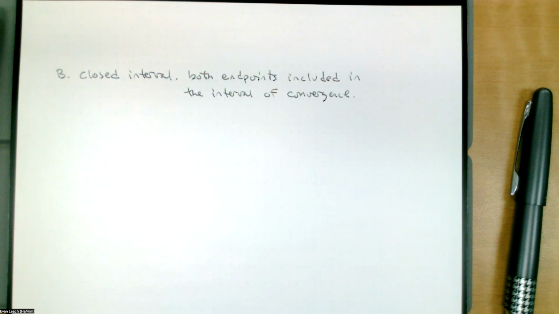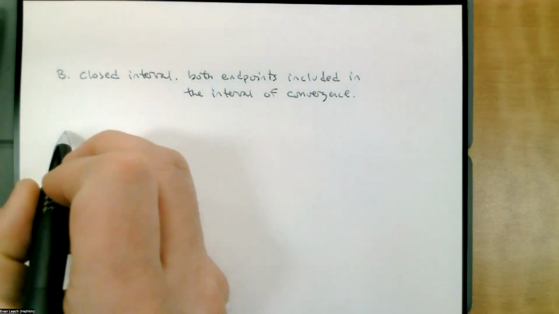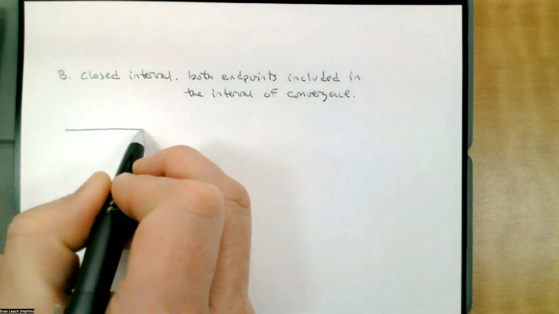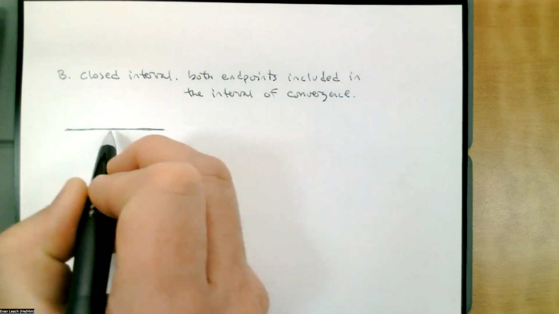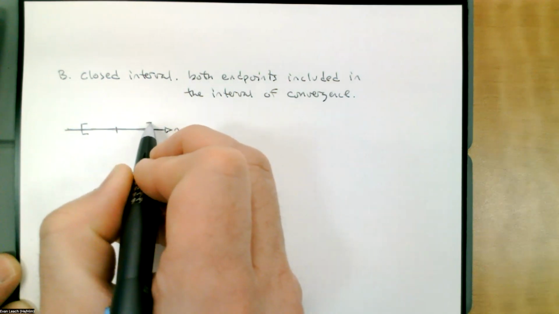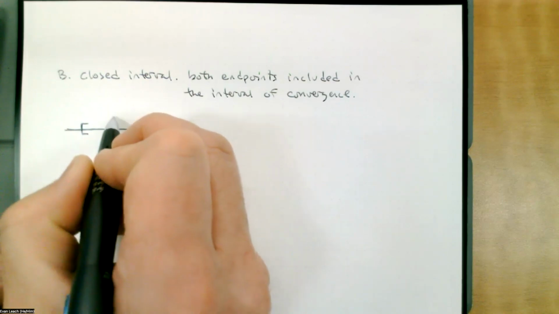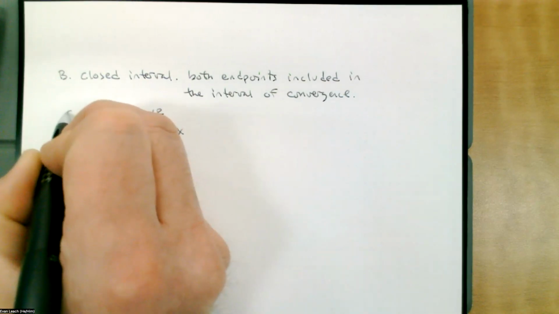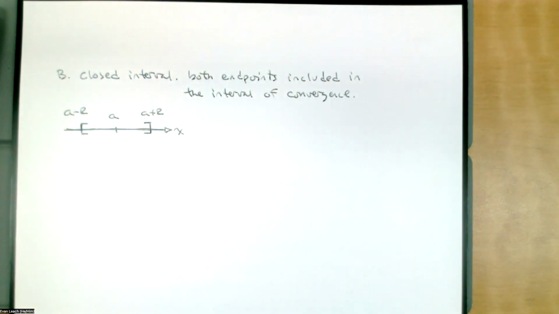This is where both of the endpoints are included in the interval of convergence. There is a lowest value for which the power series converges and a highest value for which the power series converges. The endpoints are included. Drawing a picture. This is how we would graph it.